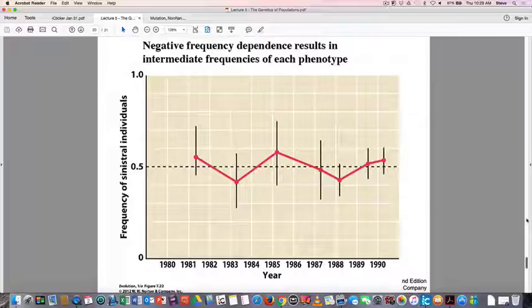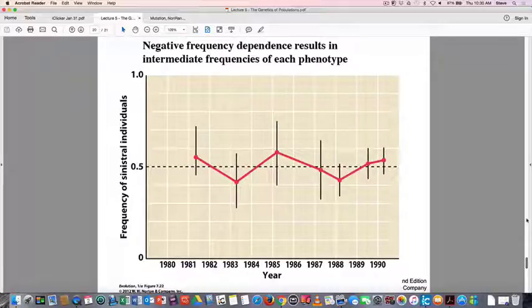Does it look like you're eliminating one of those phenotypes? Nope. They're kind of reaching an equilibrium in general. It's kind of oscillating around an equilibrium value of about 50-50. But you can see, is it exactly on 50-50 all the time? This is what's called a stable oscillation. You will be talking a lot about these.